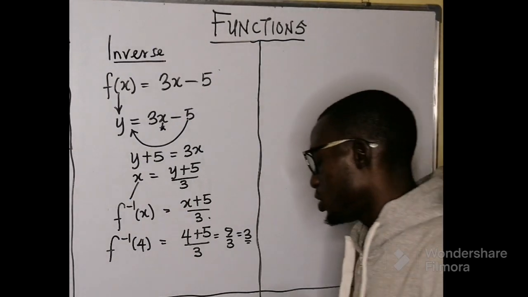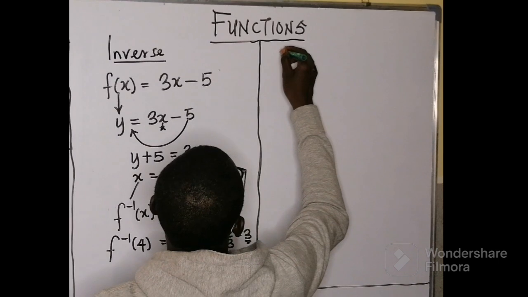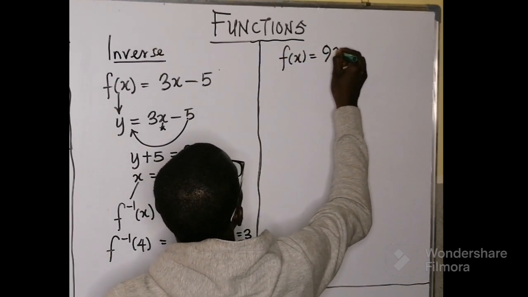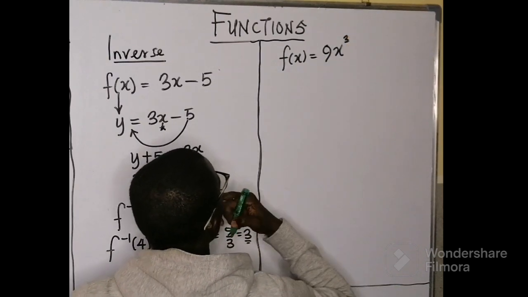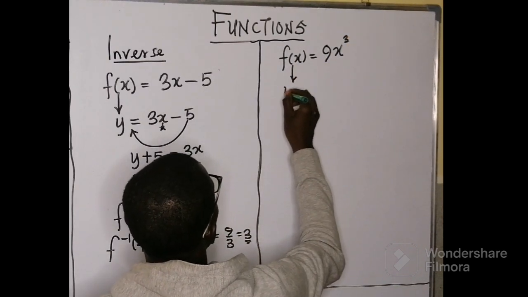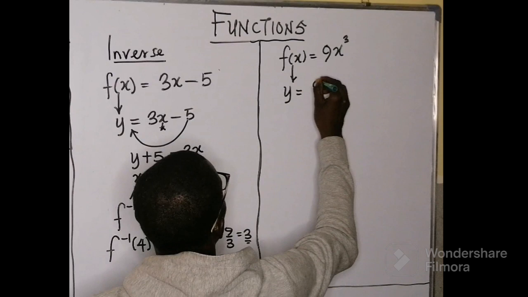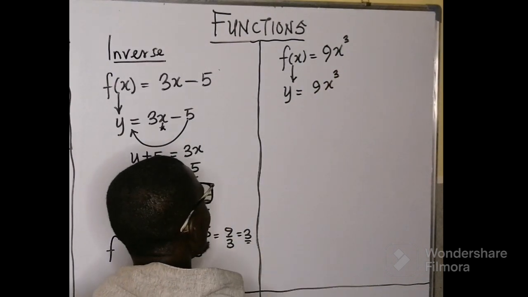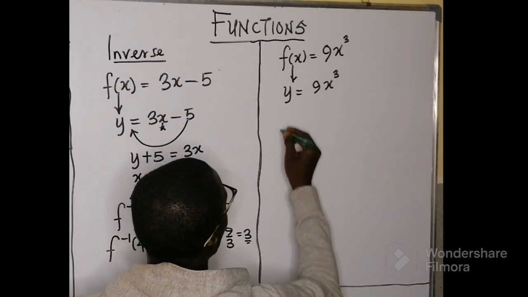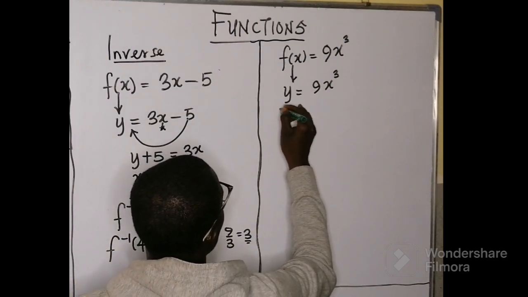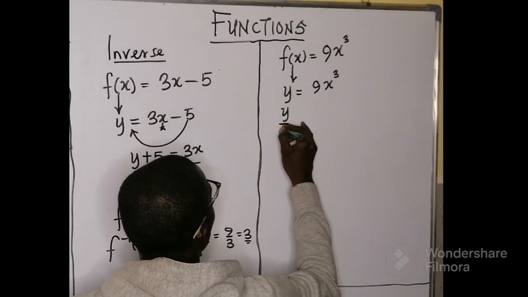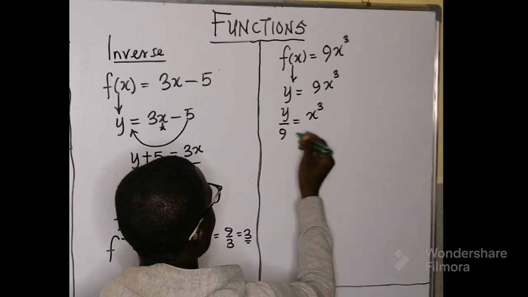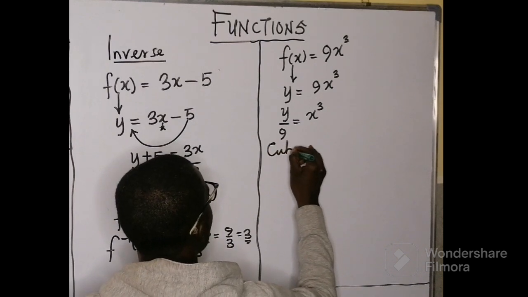Now let's take another question under inverse. If we have f of x given here as 9x raised to the power of 3, it simply means you make this f of x to be y equals 9x raised to the power of 3. Remember what we are dealing with: we are making x the subject of the formula. That means you divide both sides by 9, which gives you y over 9 equals x raised to the power of 3. Now to get x here, you take the cube root of both sides.